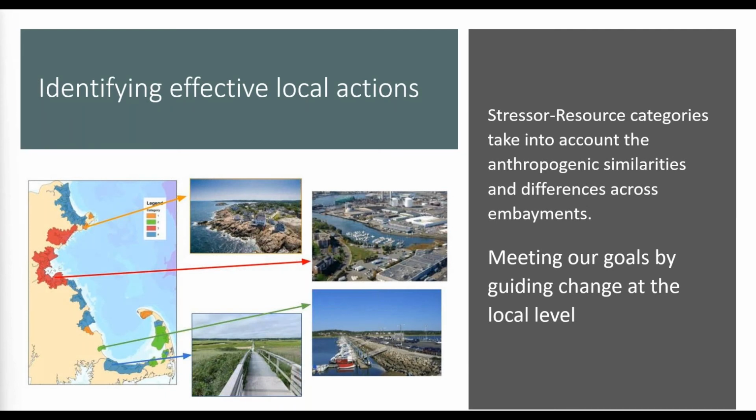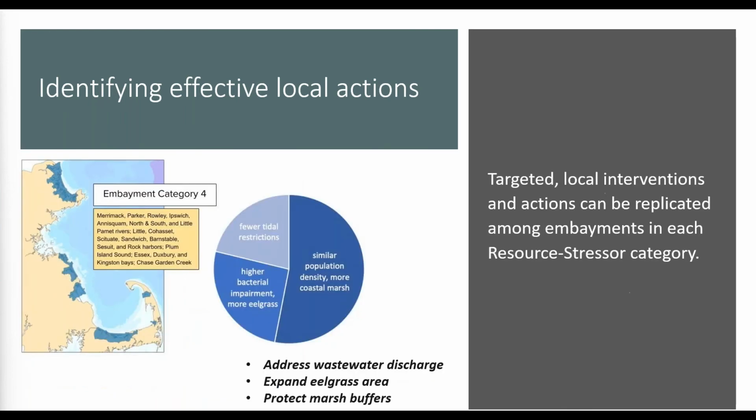The resource stressors categories take into account natural estuarine as well as anthropogenic similarities and differences across embayments. Knowing which stressors are driving habitat conditions will help us meet our goals by guiding change and supporting work at the local level. So similar local actions and strategies can be used in different embayments within a resource stressor category.